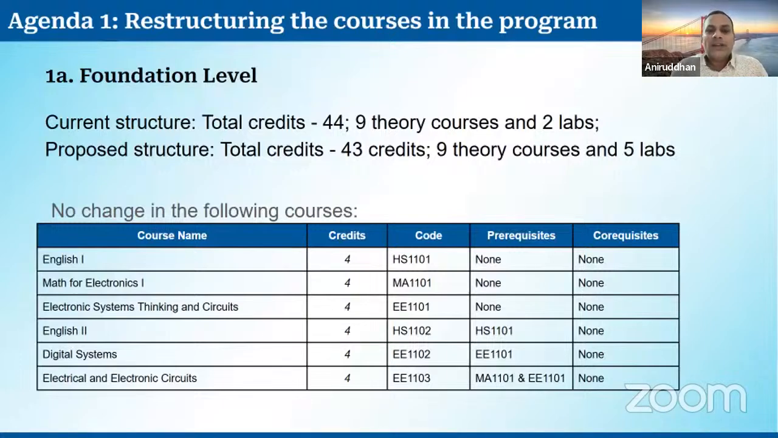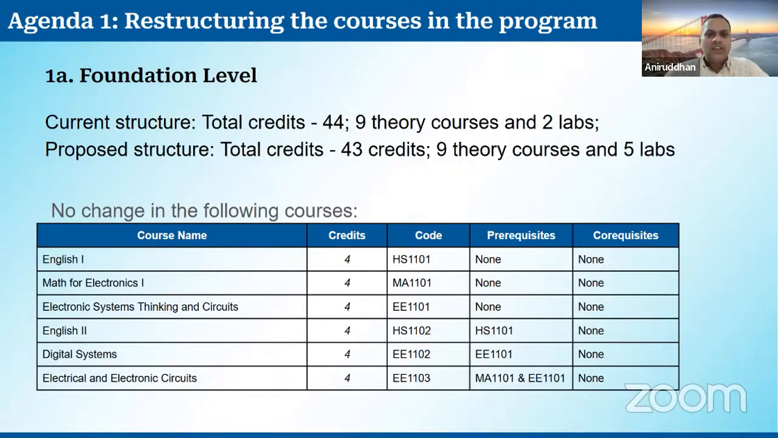You may remember that earlier the foundation level had 44 credits with 9 theory courses and 2 labs, and some of the theory courses had labs together with them. In the proposed structure, we have separated out some of the lab portions from the theory portions. So it has now become 9 theory courses and 5 labs. The total number of credits that you'll be doing has not changed much. It has reduced by 1 credit to 43 credits.